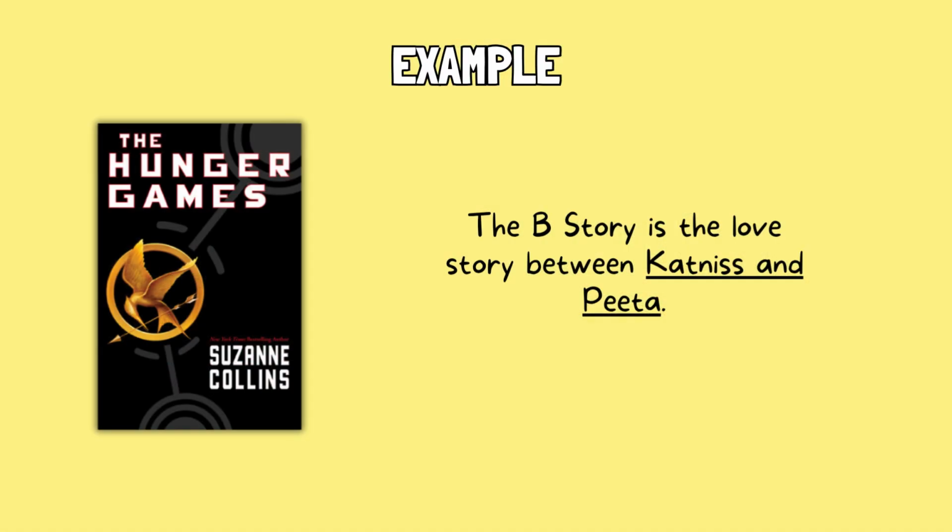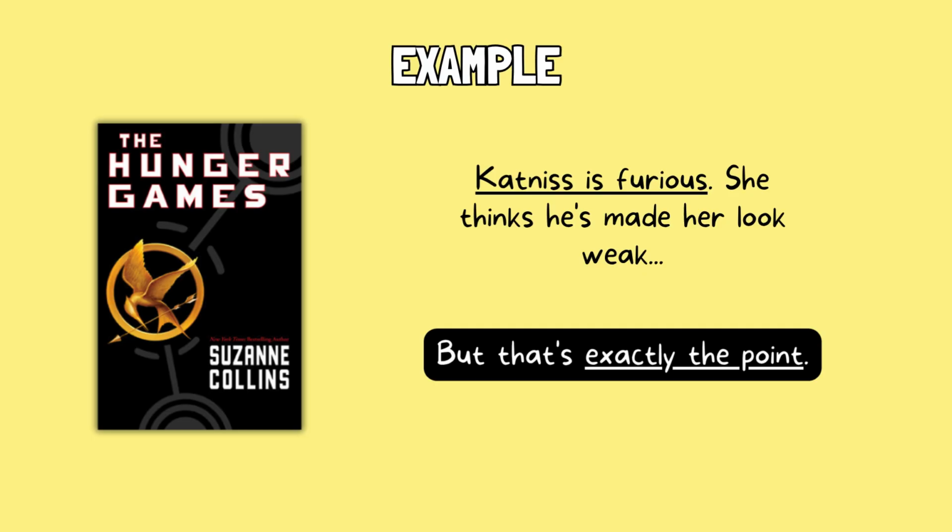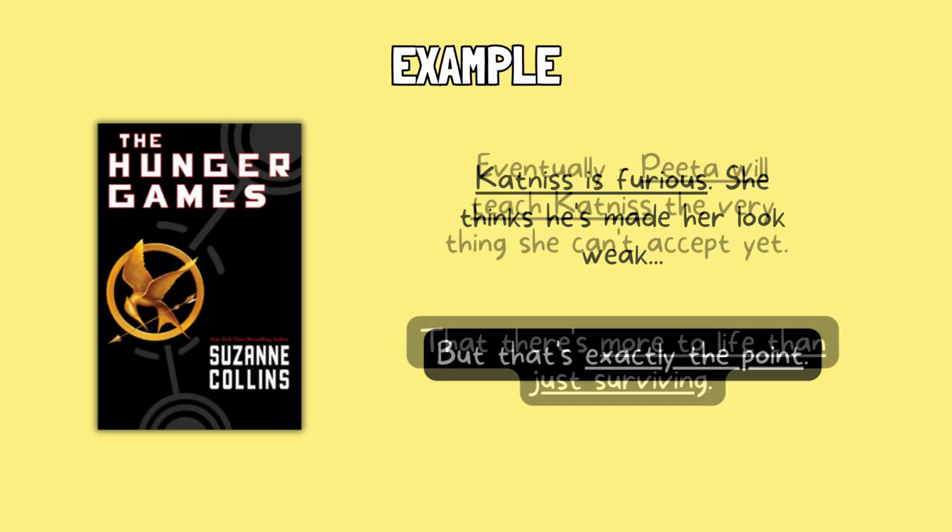In The Hunger Games, the B story is the love story between Katniss and Peeta, and it kicks into full gear on live television when Peeta is interviewed by Caesar Flickerman and publicly confesses his feelings for Katniss. Katniss is furious. She thinks he's made her look weak. She doesn't want to feel anything for Peeta because she knows that once they enter the arena, he'll be her enemy. She'd rather hate him. It's safer. But that's exactly the point.